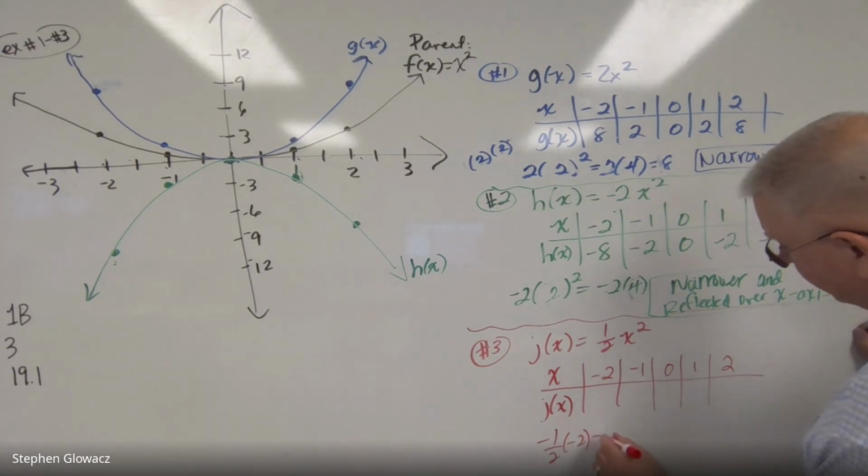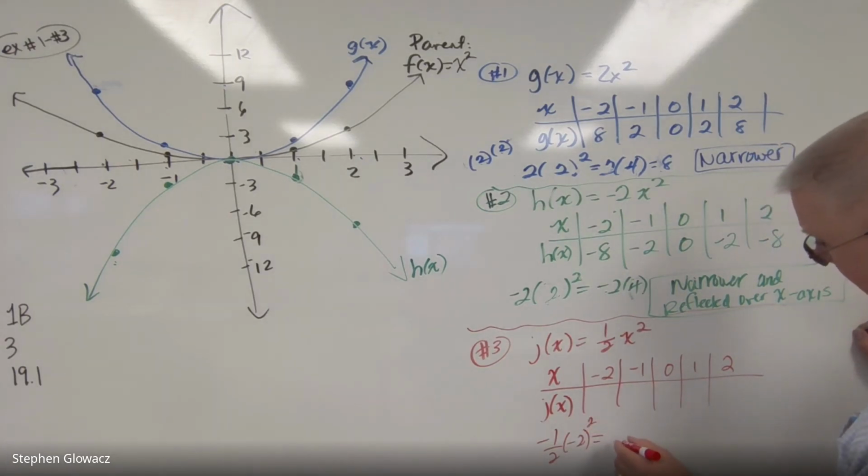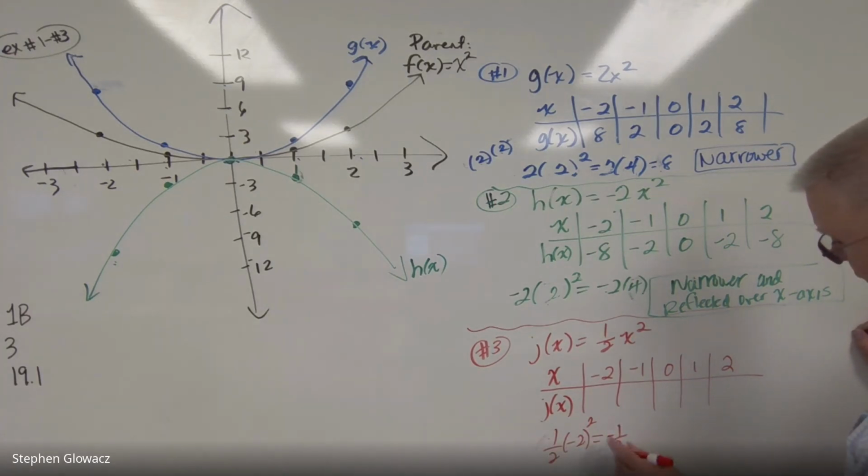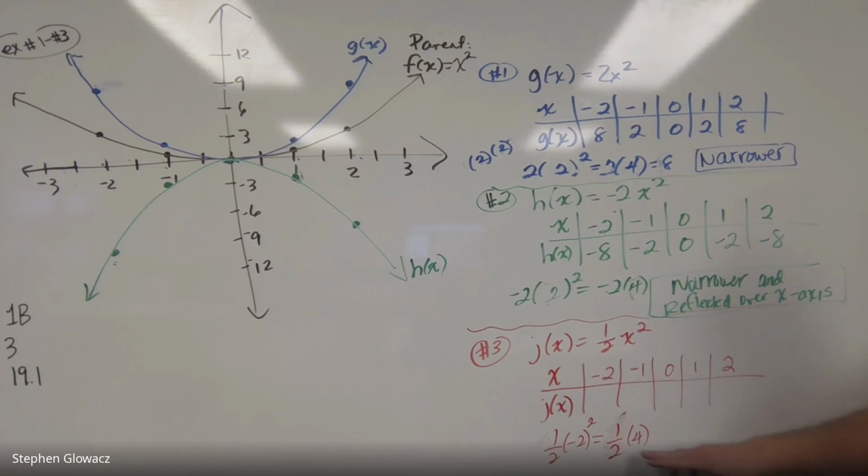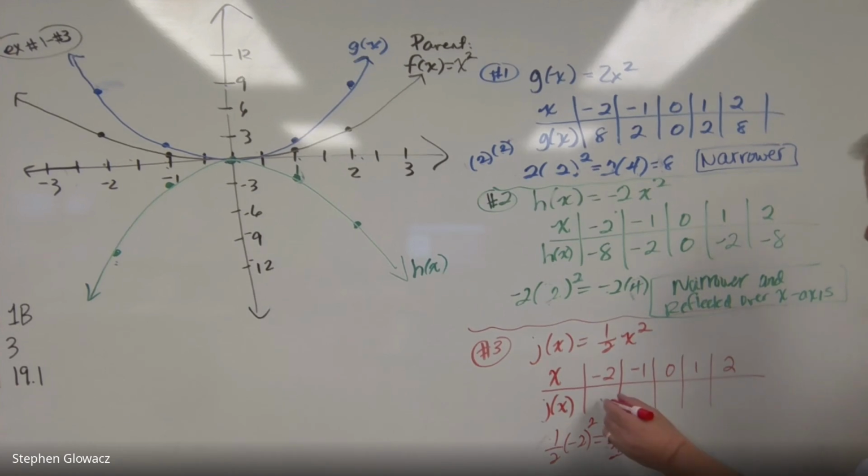So negative 2 squared, negative 2 times, that's positive 1/2. Negative 2 times negative 2 is positive 4. And then 1/2 times 4, half of 4 is just 2. So that'll be positive 2. Of course, you can deal with this as fractions. 1 times 4 is 4. 2 times 1 is 2. 4 divided by 2 is 2. You can do it like that as well.